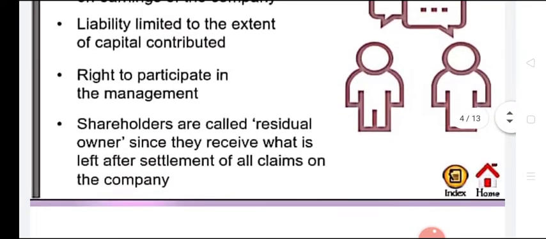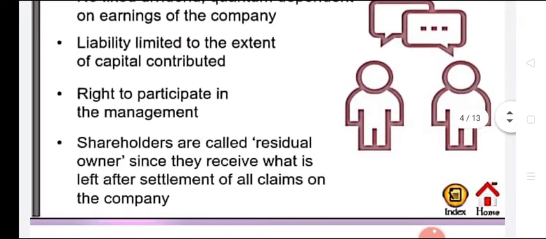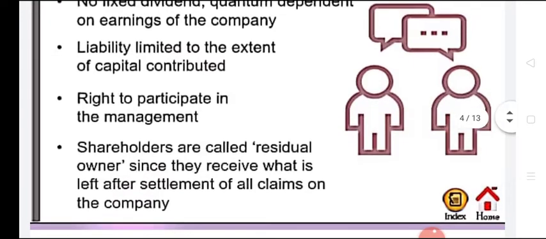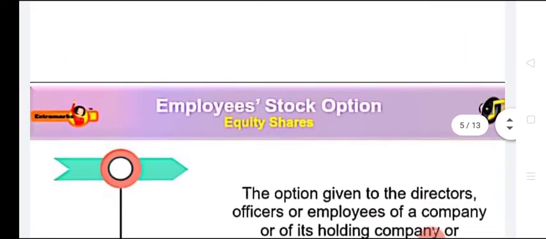Liability of the equity shareholders is limited to the extent of the capital contributed by them. Since they are the real owners in a company, they have a right to participate in the management of the company. These shareholders are also called the residual owners since they receive what is left after settlement of all the claims of the company. That is, interest is to be paid for the loan amount, or any taxes are to be paid. Whatever leftover amount is there is divided among the real owners of the company, and therefore equity shareholders are also called the residual owners of the company.